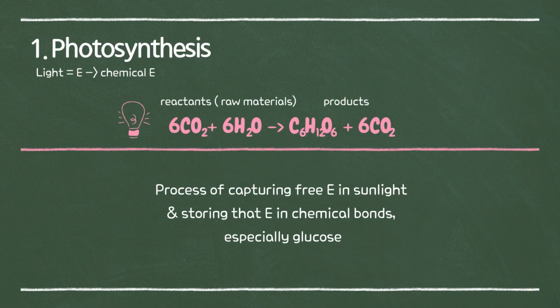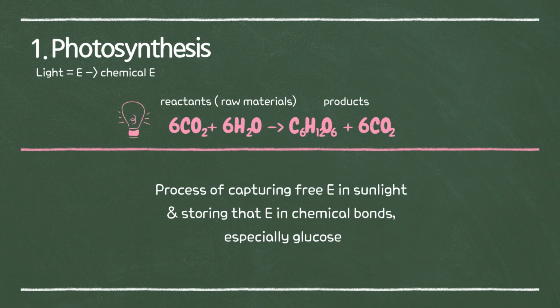6CO2 plus 6H2O yields C6H12O6 plus 6O2. You'll notice from this equation that carbon dioxide and water are the raw materials used to manufacture simple sugars. You'll also see that oxygen is one of the products of photosynthesis. Photosynthesis is the process by which light energy is converted to chemical energy, the process of capturing free energy in sunlight and storing that energy in chemical bonds, especially glucose.